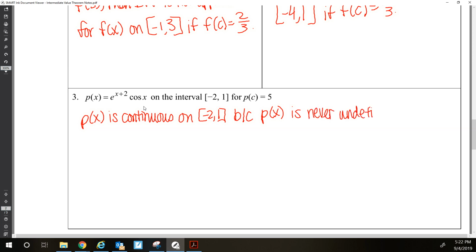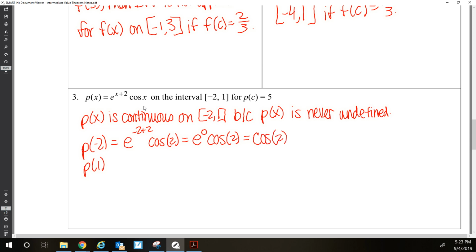In other words, I can plug in anything I want to for x, and I will get some number out of there. Now I'm going to make sure the number I get out of there, when I plug in c, is going to be a 5, and that's going to be between p of -2 and p of 1. So we need to find p of -2 and p of 1. So we've got e to the -2 plus 2 cosine 2. That'd be e to the 0 cosine 2, which is 1 times cosine 2, which is just cosine 2.